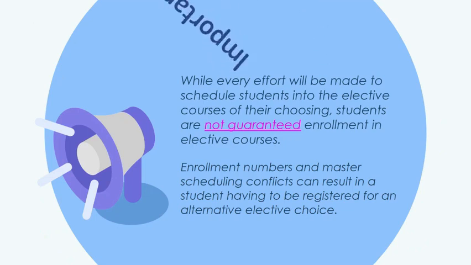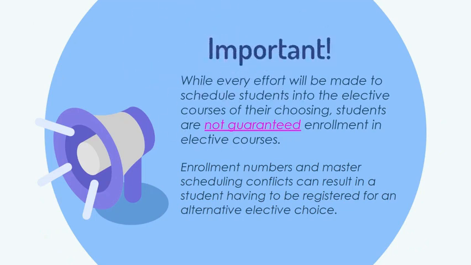Important: while every effort is made to schedule students into their elective courses of their choosing, students are not guaranteed enrollment in elective choices. Enrollment numbers and master scheduling conflicts can result in students having to be registered for an alternate elective choice.